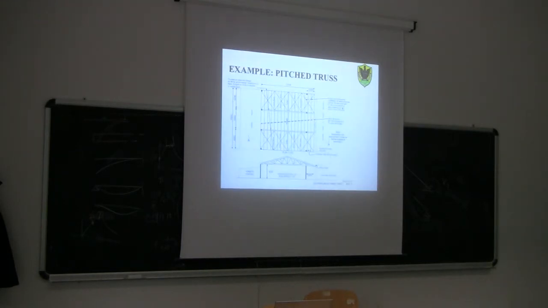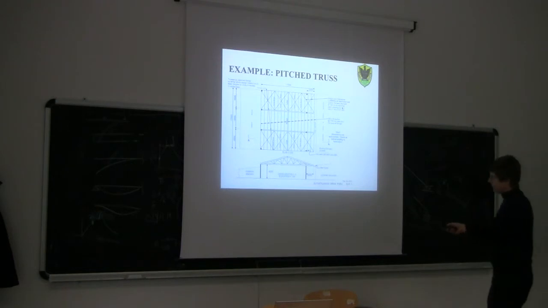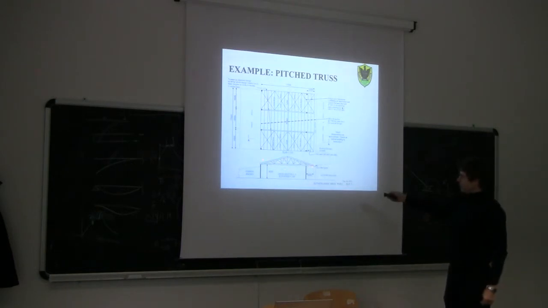Now, just a short example of a pitched truss structure. You can see here we have in plan some bracing, cross bracing, which is the most used kind of bracing system. Then you have the normal trusses, so 1, 2, 3, and 4.